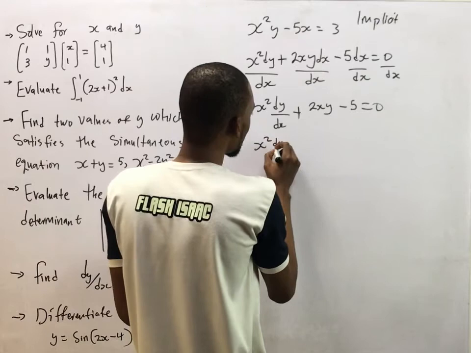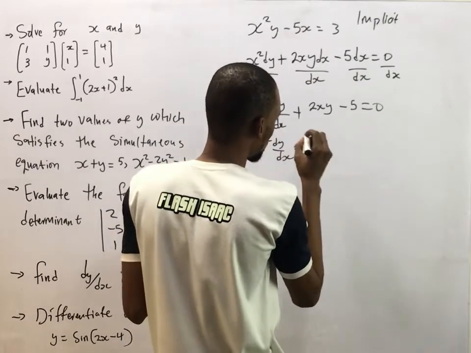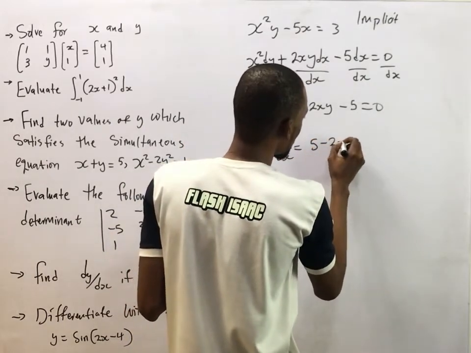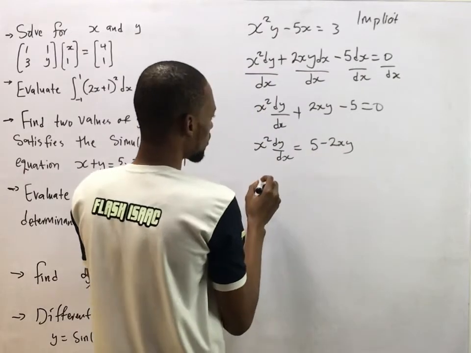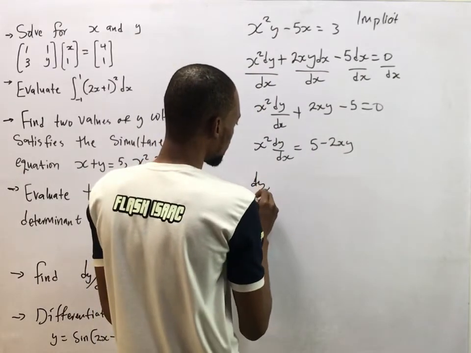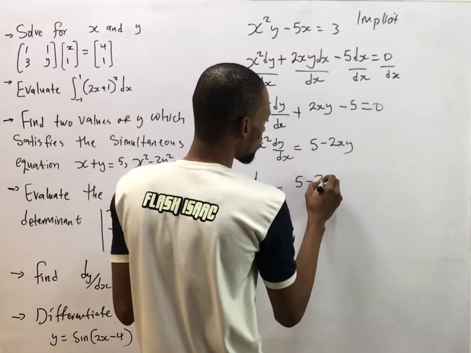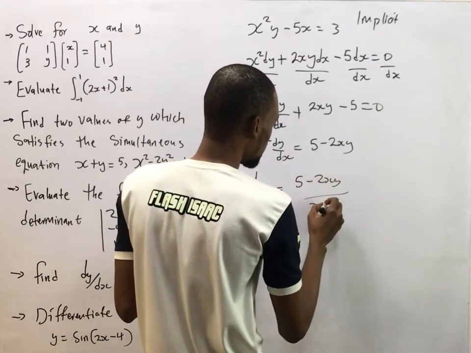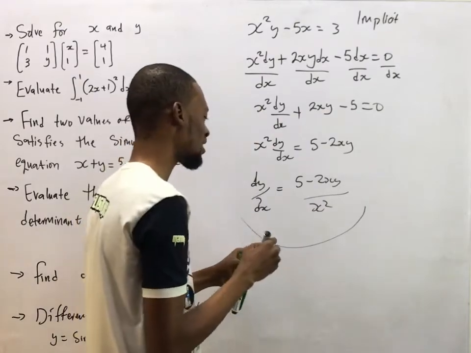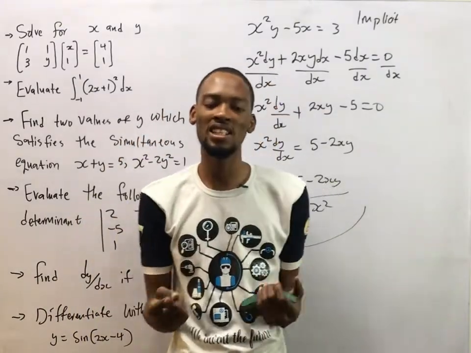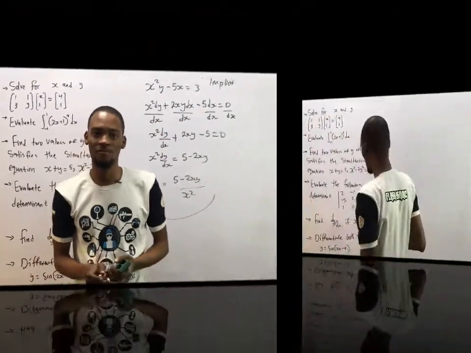s squared dy ds is equal to 5 minus 2sy. So dy ds will now be equals 5 minus 2sy over s squared. So that's the answer. This is how you differentiate implicit functions.